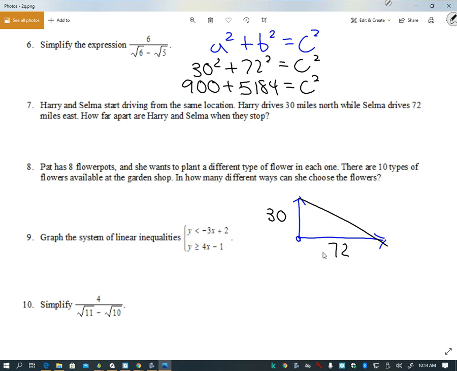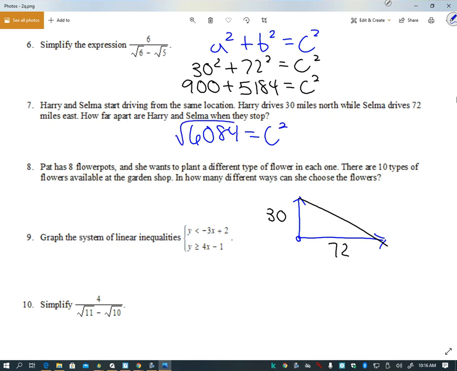Give me a second here. I gotta pause this. Let's see. So 900 plus 5,184 should be like 14,184. Is that right? No. 6,000. Oh, yeah. 6,000. Sorry. 6,084. 6,084 equals C squared. Last step.